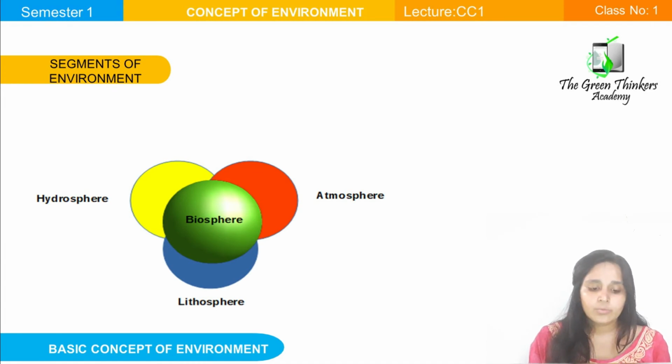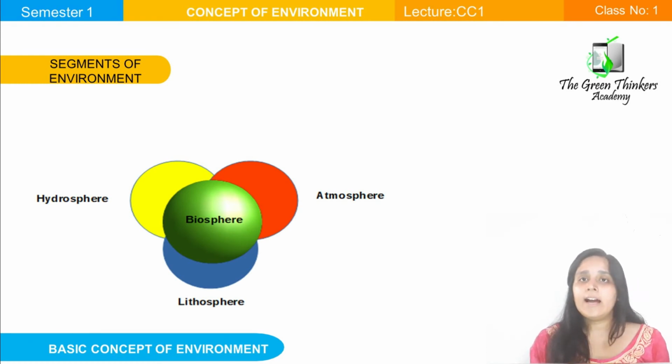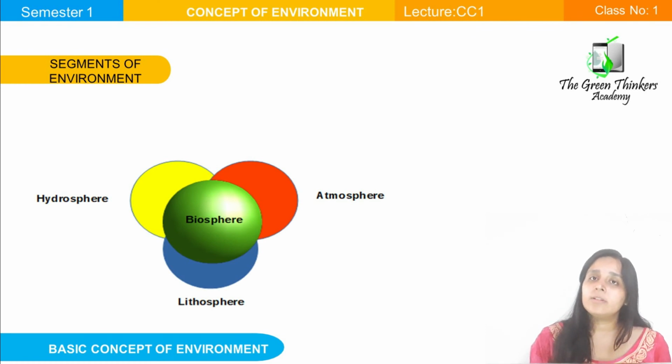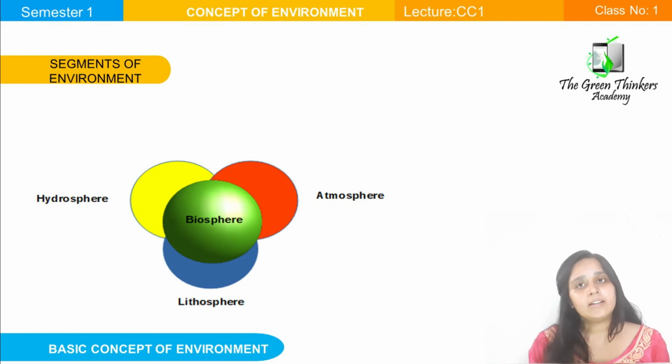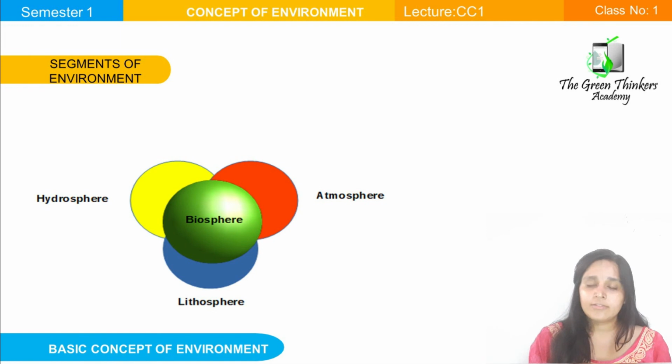Okay. Now let's take an example. You will find that at a certain height of the atmosphere we find birds. So the region where the birds are flying in the atmosphere will come under the biosphere. Then if you go to a certain depth into the soil, you will find that there are rodents, snakes, ants, then we have worms living under the soil. So the area where the organisms are living in the lithosphere will come under the biosphere.